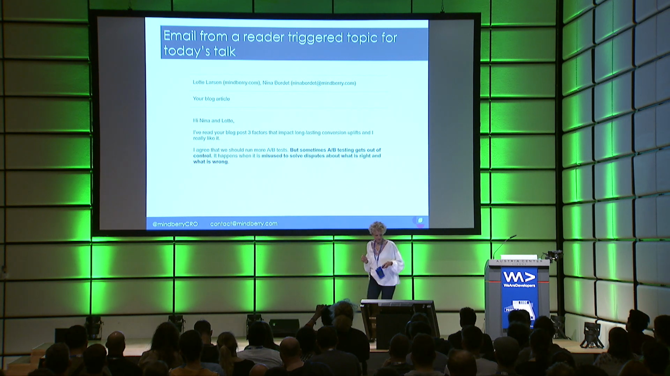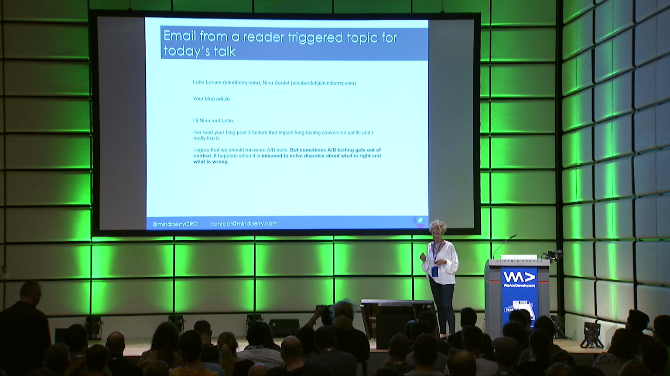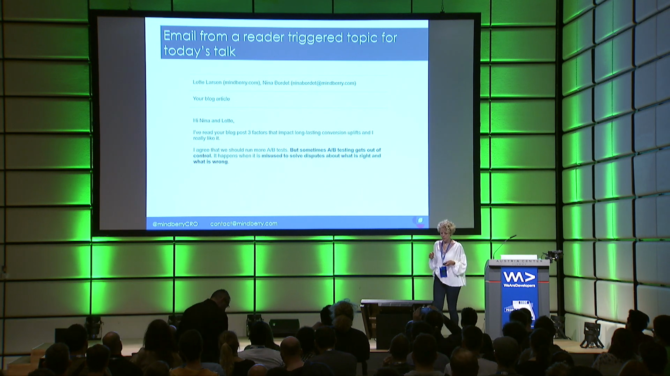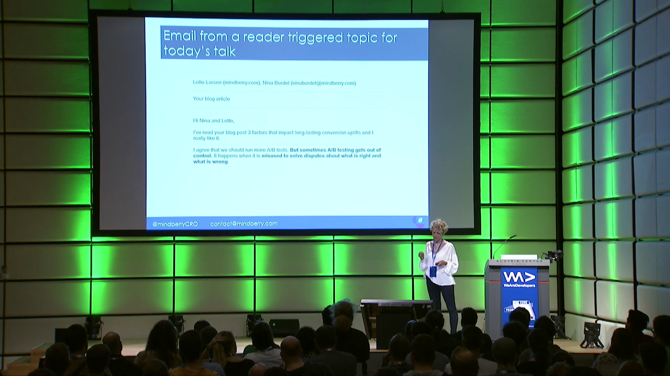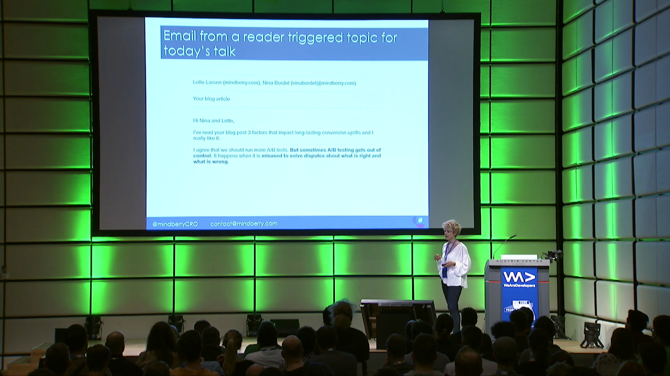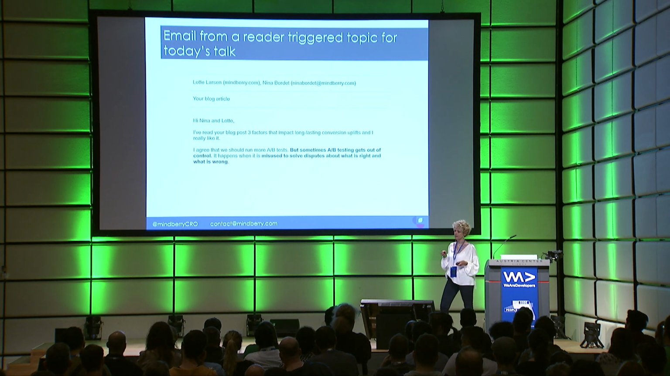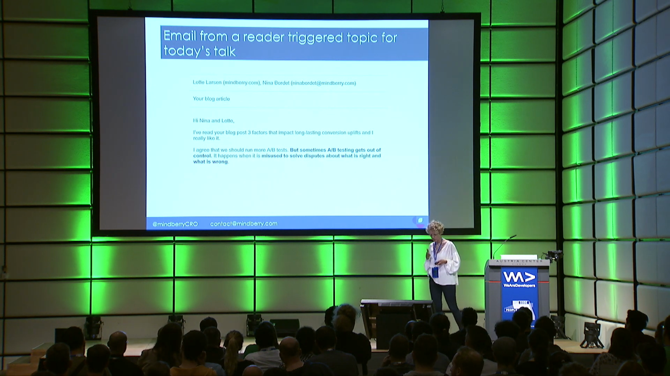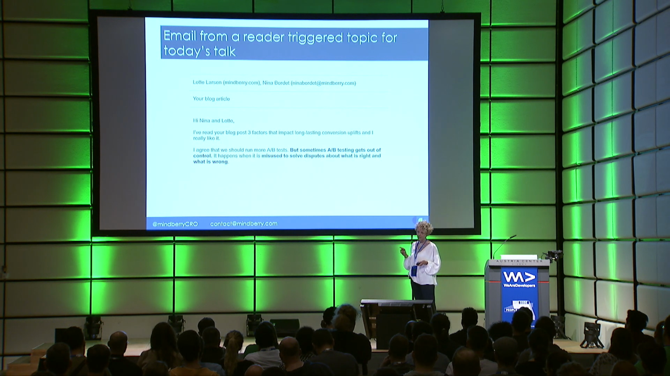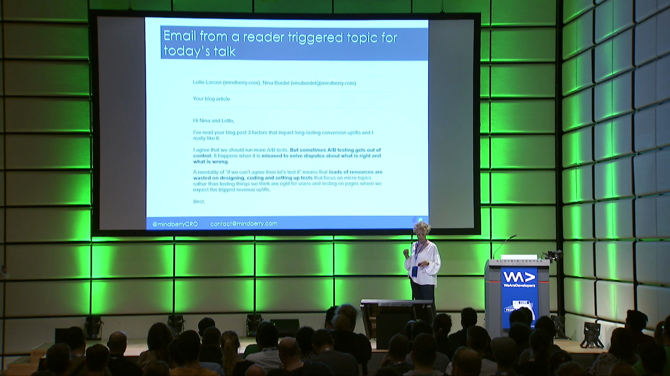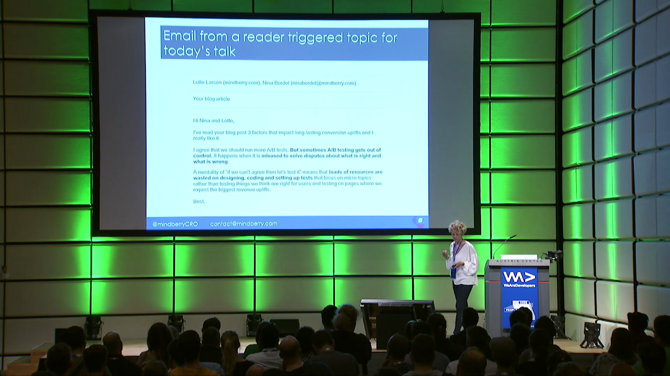So the second paragraph, she wrote, "I agree that you should run more A/B tests." That's one of the factors we wrote about. "But sometimes A/B testing gets out of control. It happens when it is misused to solve disputes about what is right and what is wrong." So she was doing it right in terms of testing as much as they could, but still she thought, okay, we are not on track. Of these 3 factors, we mentioned this as the first factor. And the problem with this company was, in her eyes, that they were not doing the 2 other factors that we think are important. And you can see that here, so I'll continue reading.